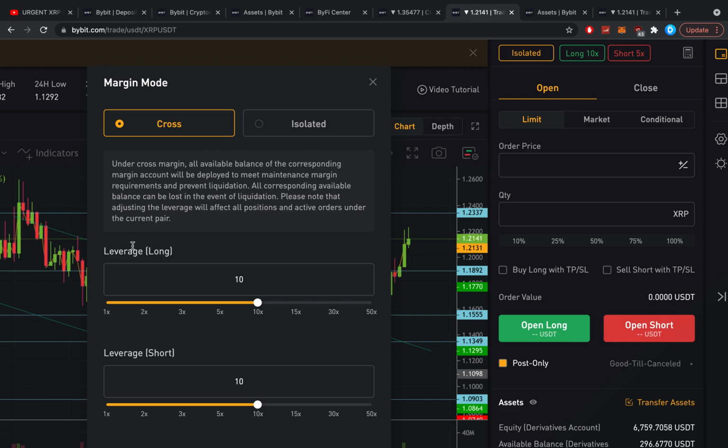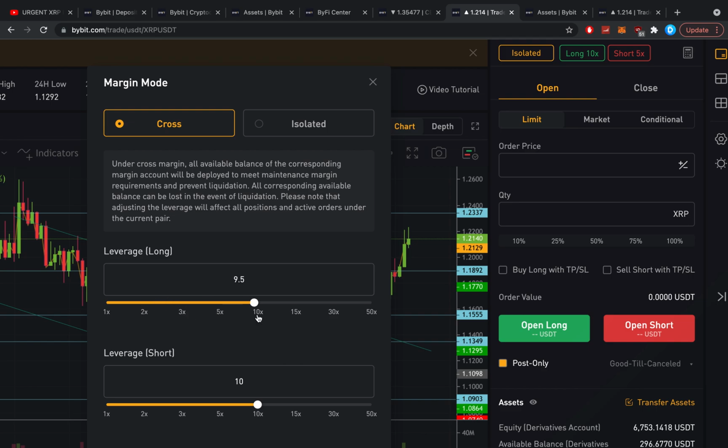A little bit down below here, there's leverage for long, and leverage for short. Long basically meaning you think price is going to go up, so you go long. Short basically meaning you think price is going to go down, so you go short. And the leverage here basically says, okay, I have $1,000, for example. I want to trade with 10 times as much or 50 times as much, or let's say 2 times as much, right?